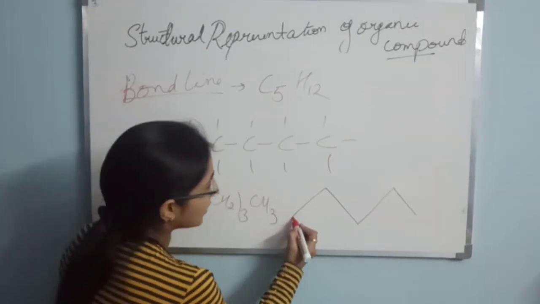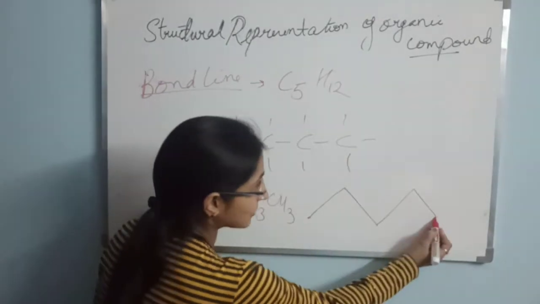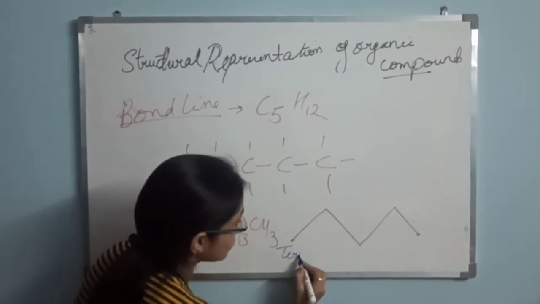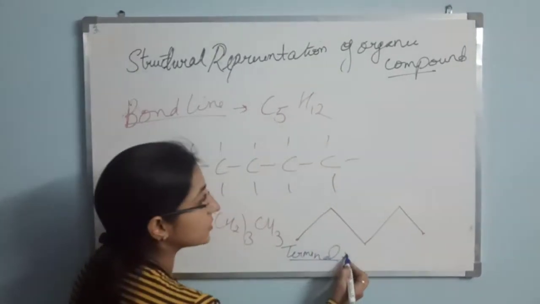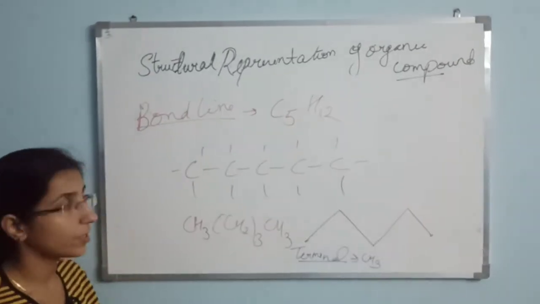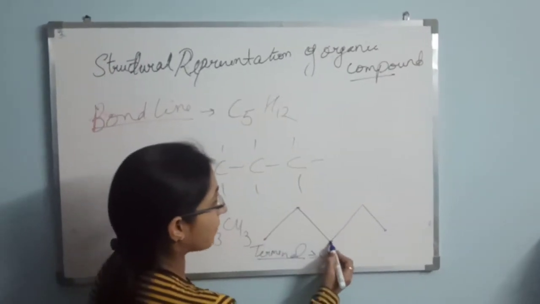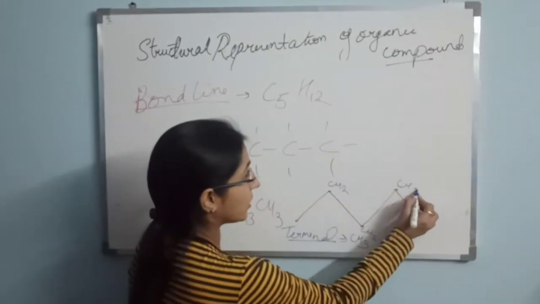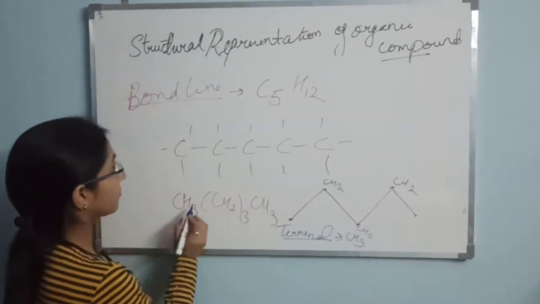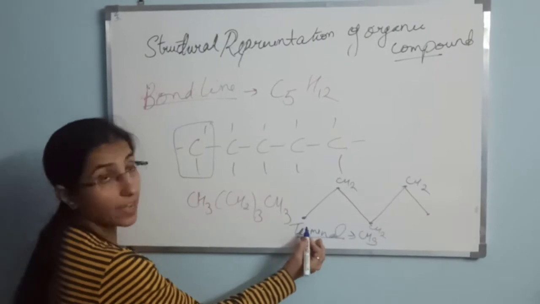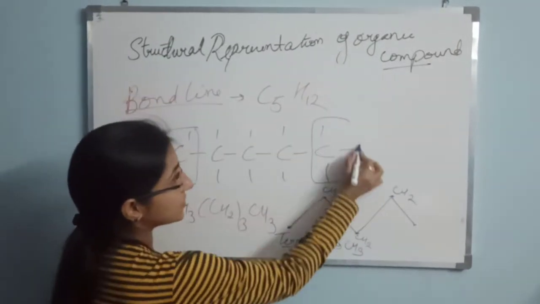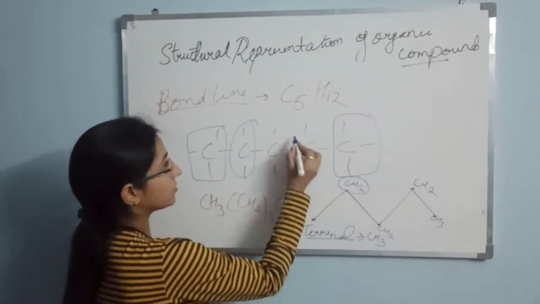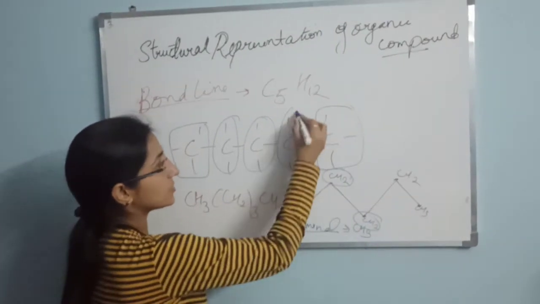I am going to tell you. The first one and the last one represent the terminal positions. Terminal always represents the CH3 group. But the carbon atoms which lie in between are represented in the form of CH2. See how: the first is the terminal carbon, it is CH3. The last is also CH3. Now this is CH2, this is CH2, and this is CH2.